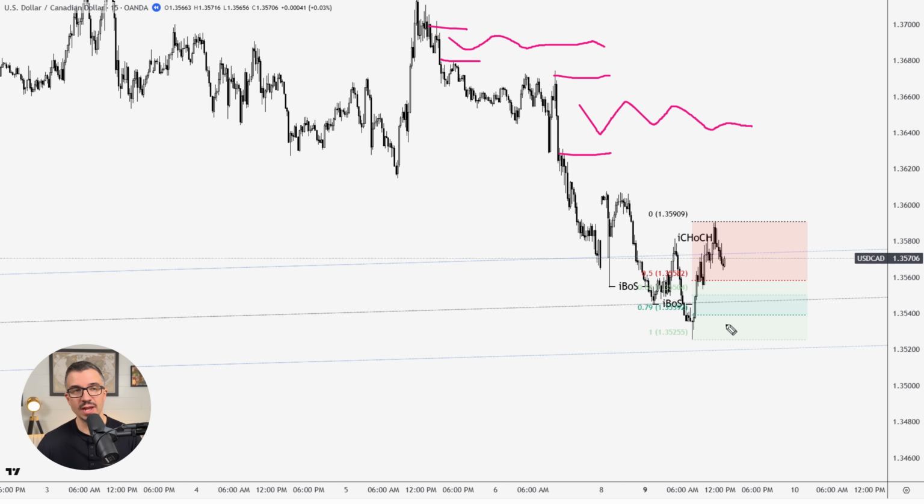Okay, so everything here was lining up. And also we had OTE down here within this imbalance. So I was looking for this to be mitigated in order to get long. Okay, so if we play this forward now and see what we get here from the dollar CAD.